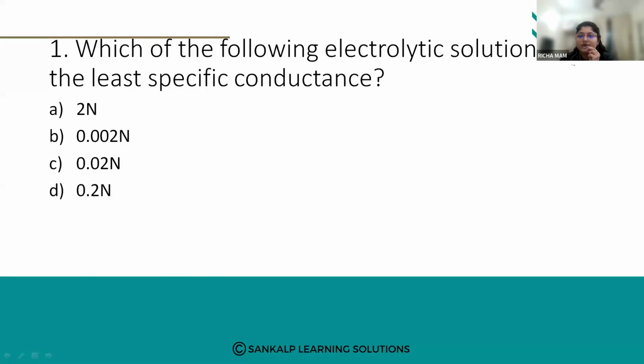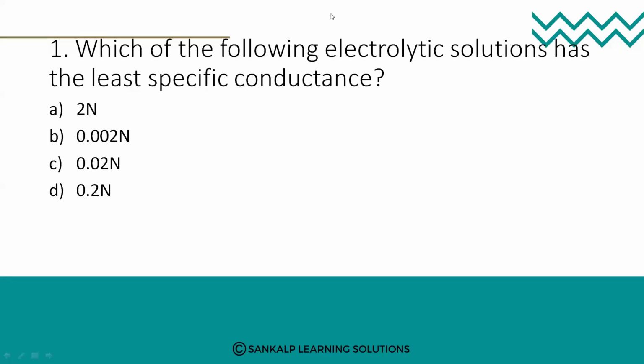Which of the following electrolytic solutions has the least specific conductance? A, 2 normal. N is normality. B, 0.002 normal. C, 0.02 normal. And D, 0.2 normal. So which has the least specific conductance? What do you mean by specific conductance, students?